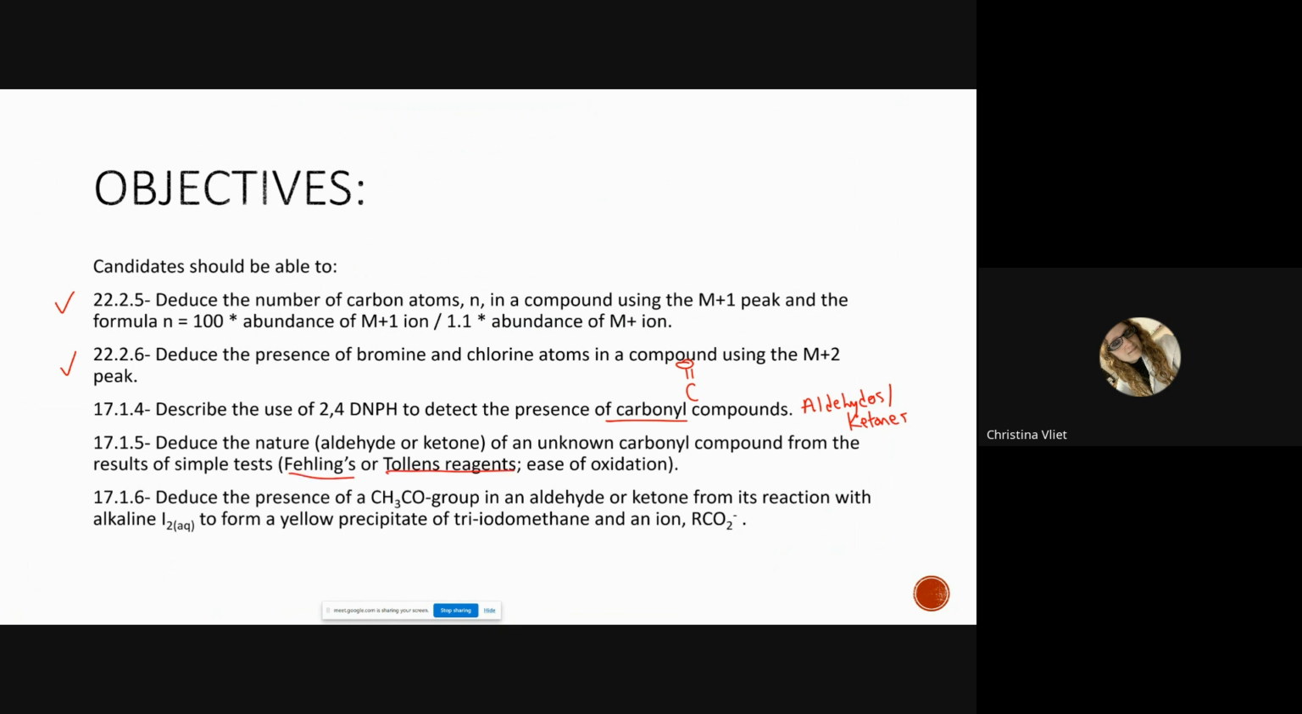That will tell you if you have an aldehyde or a ketone. And I'll explain how we do that shortly. And then finally, we've got this last one. We have this one as well. It is to determine CH3CO groups. You use iodine and you get a precipitate of triiodomethane, which is a yellow color precipitate.